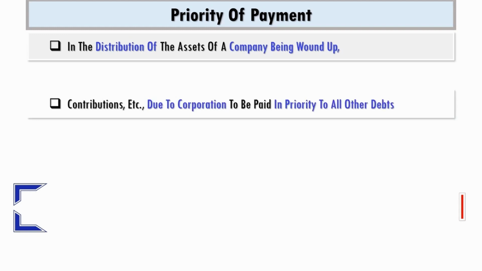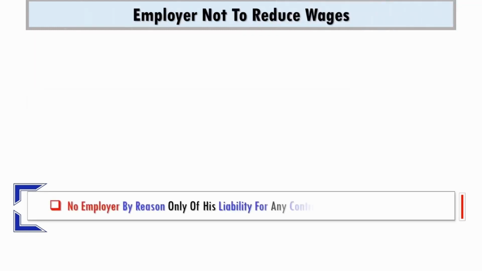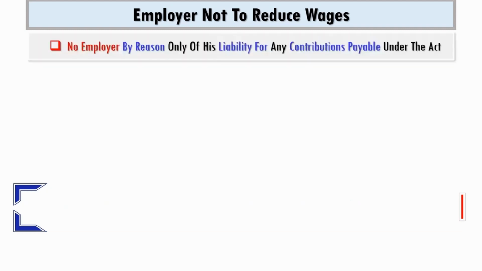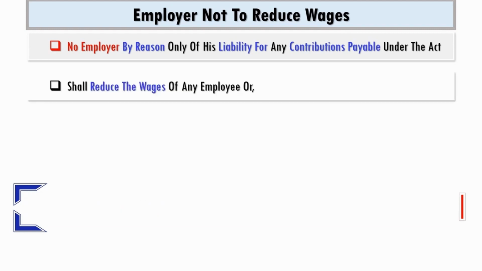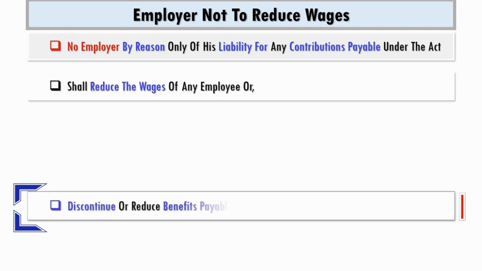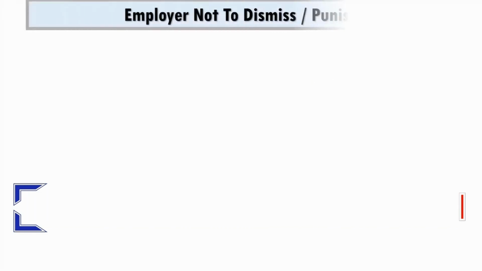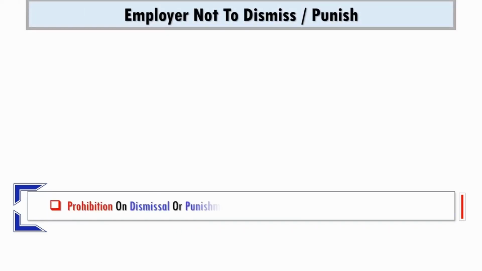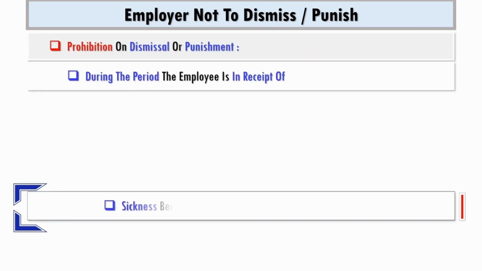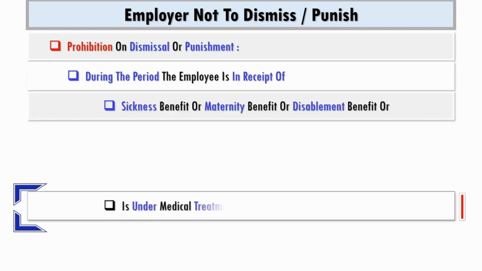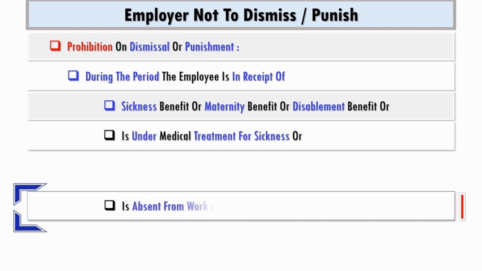to all other debts. The Act prohibits an employer from using the liability for contributions payable under the Act as the ground for reducing the wages of an employee, and also from discontinuing or reducing benefits payable under the conditions of service. The Act prohibits any dismissal or punishment to an insured person during the period the employee is in receipt of sickness benefit, maternity benefit or disablement benefit, or is under medical treatment for sickness, or is absent from work as a result of illness which is duly certified.